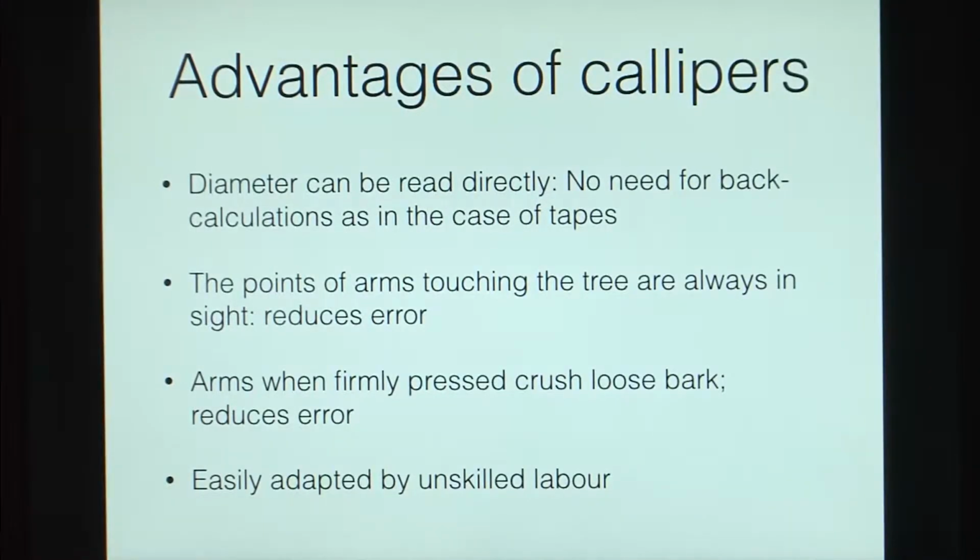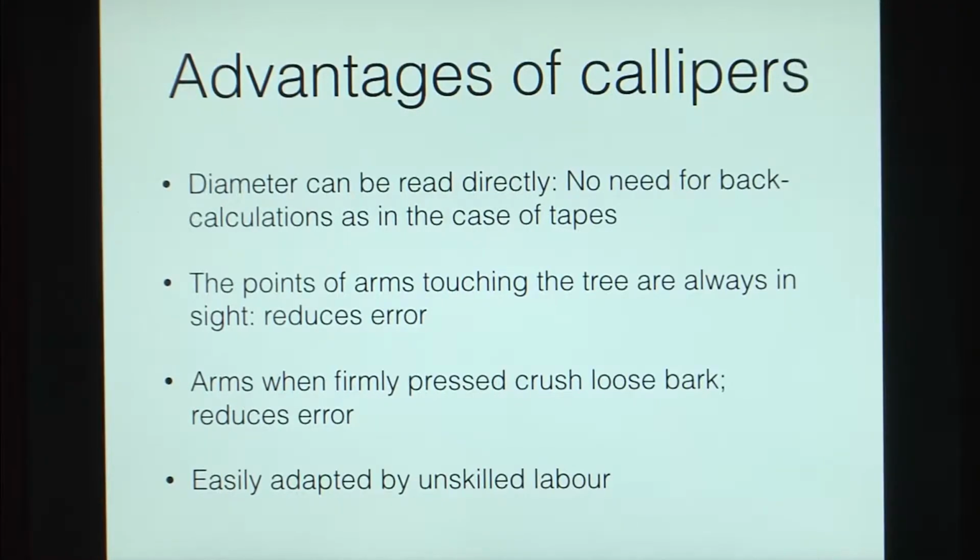In the case of calipers, the diameter can be read directly, there is no need for back calculations. For instance, if you take the girth readings from a tape, then for finding out your diameter you need to use the equation girth is equal to pi times d. So, when you divide it by 3.14 you will get the diameter. In the case of calipers you can get it directly. Then the points of the arms that are touching the tree are always inside, so that reduces error. They also crush loose bark, and we are more interested in the diameter under bark.